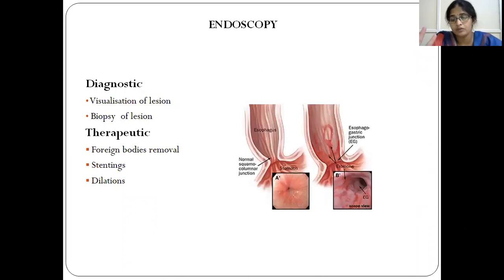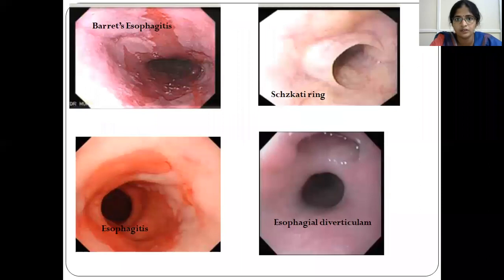Endoscopy we can use two ways: diagnostically and therapeutically. For therapeutic use, it is useful for foreign body removal, for putting stents, and for doing dilatations and all. Diagnostic endoscopy: we should visualize the lesion of the esophagus, any carcinoma lesions. If you want to take biopsy, you can take biopsy from that lesion.